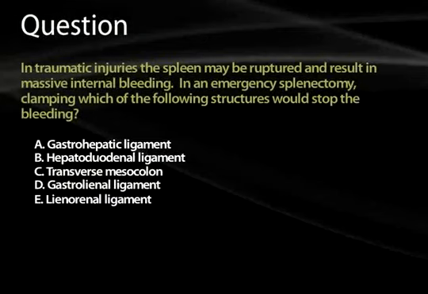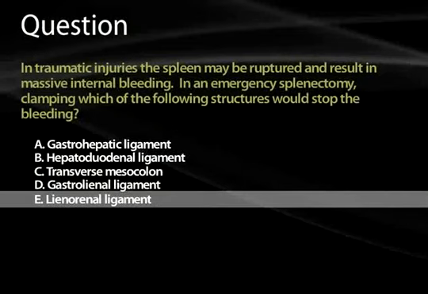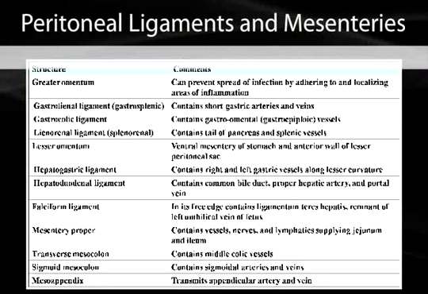Let's do a question. In traumatic injuries, the spleen may be ruptured and result in massive internal bleeding. In an emergency splenectomy, clamping of which of the following structures would stop the bleeding? The lienorenal ligament is going to be of importance because of the vasculature that will run through it, including the splenic artery. Here is a list of peritoneal ligaments and the mesenteries that encase them, and we'll just let you look at these on your own time and get a feel for the major ligaments of the abdominal cavity.